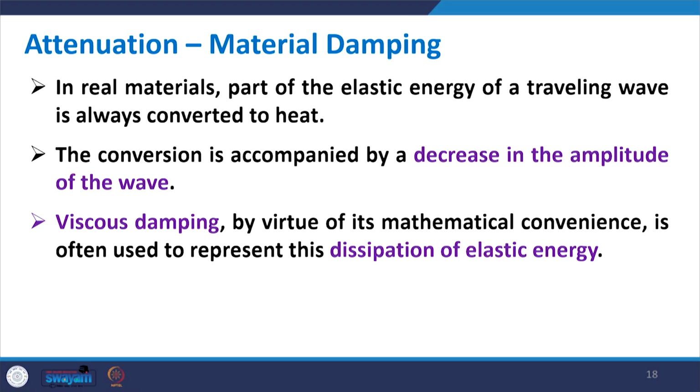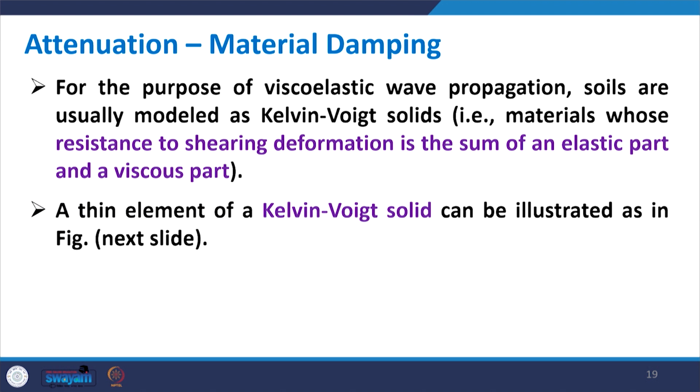So when the wave travels further, there will be a decrease in the amplitude. There is one thing called viscous damping, which is easy to understand and mathematically convenient, so it is normally used for dissipation of elastic energy. When we consider viscous damping, one of the models used is called the Kelvin-Voigt solid. In a Kelvin-Voigt solid, you have one spring and one dashpot. This can be explained from the next slide.